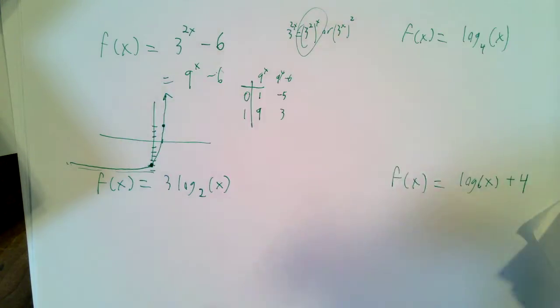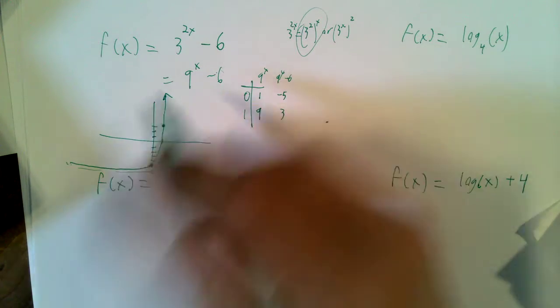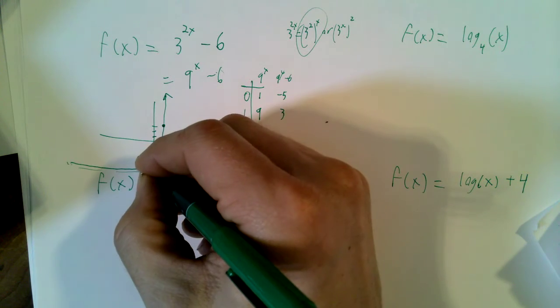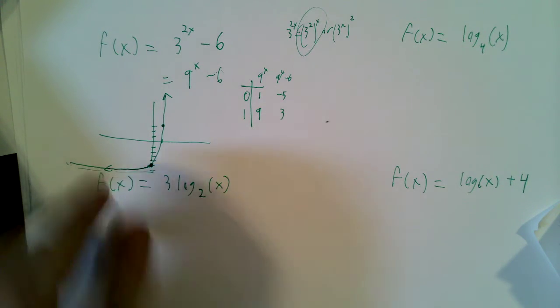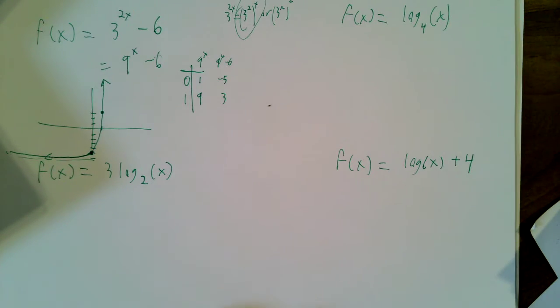It accelerates up like crazy. Exponentials do, but the bigger the base is, the crazier that rate of increase is, and the faster it drops off toward the asymptote there. So that's going to be very close to -6 pretty fast.